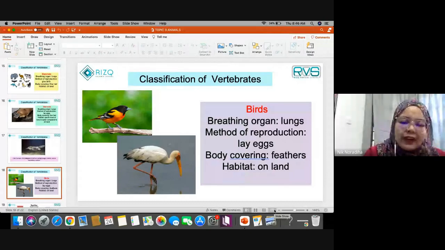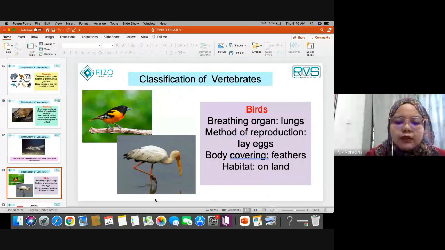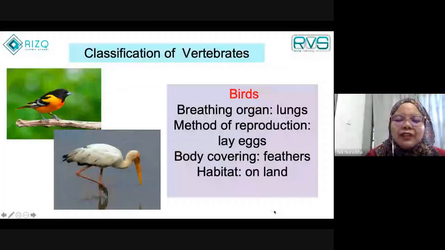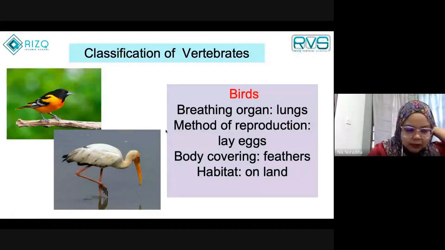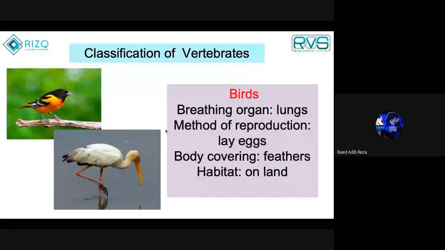Flamingo can fly. Can flamingo fly or not? Teacher will have to check again because flamingo is quite big. I think flamingo cannot fly, but teacher will check again later, okay? And so is the ostrich.